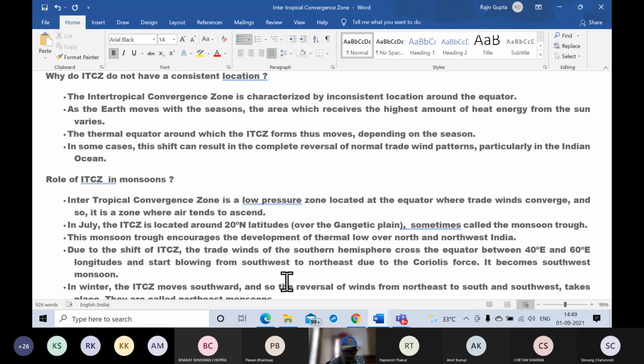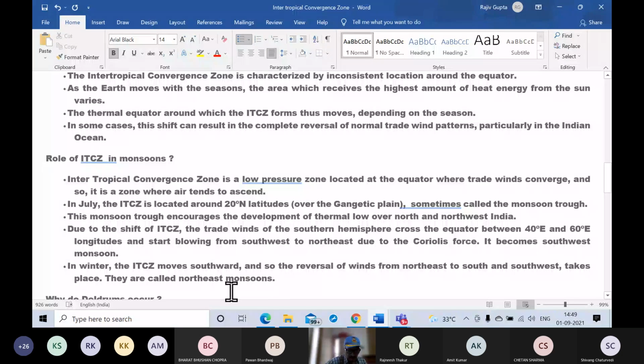And of course, in winter, this whole thing is shifting. The ITCZ moves southwards, so the reversal of winds from northeast to south and then southwest makes this being called the northeast monsoon, which happens in the winter time. Somewhere around October, November, over the plains of India, you have what is called the northeast monsoon.